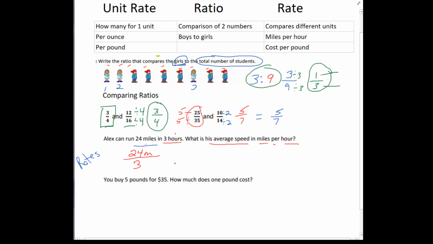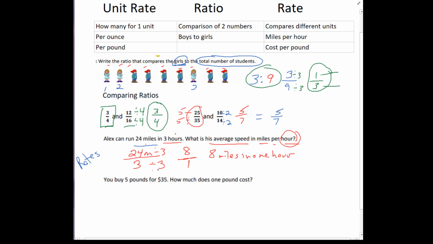But we want to know the unit rate. How much can he do in 1 hour? So we have to do our math here. We need to find for 1. So this bottom number needs to become a 1. And to get that to 1, 3 divided by 3 would give us 1, wouldn't it? So we also have to divide this by 3. 24 divided by 3 is 8. So what that means is he can run 8 miles in 1 hour. Okay? And that gives us his rate. So Alex's rate is 8 miles per hour.